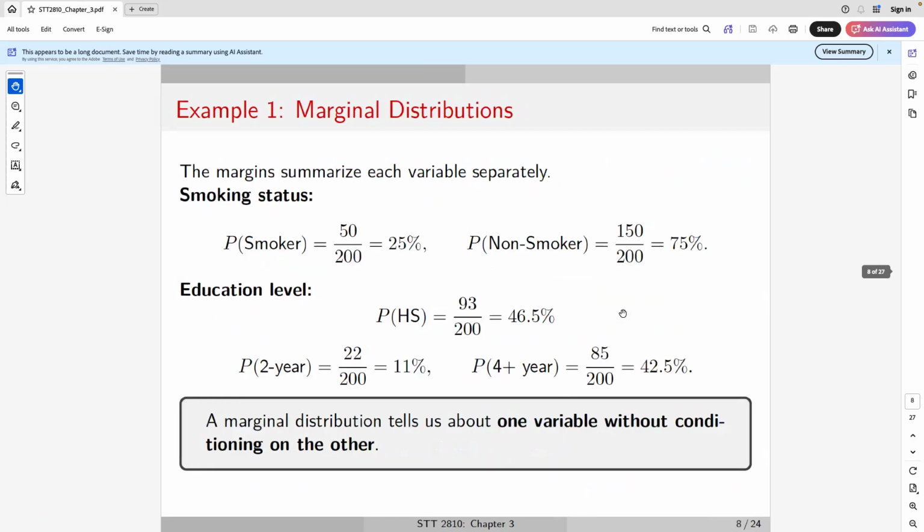So you can see from here, under education, I write high school, 2-year college, and 4-year. So the first step is to look at the variable and write out what it has. For example, smoker and non-smoker. For education level, we have high school, 2-year college, and then 4-year college. So this is the marginal distribution of smoking status and of education level. It's very important you know how to compute that.